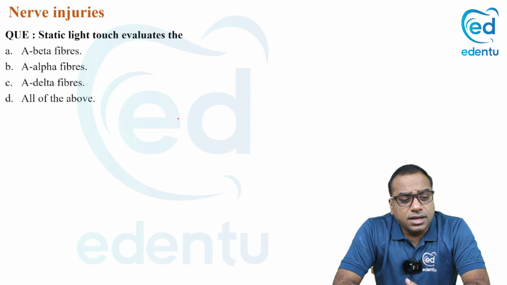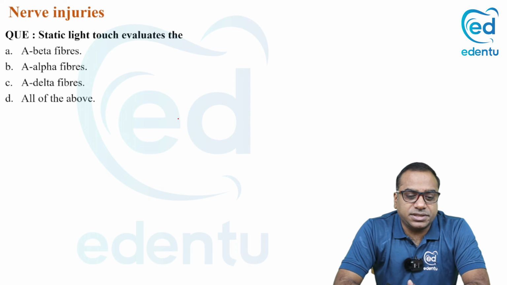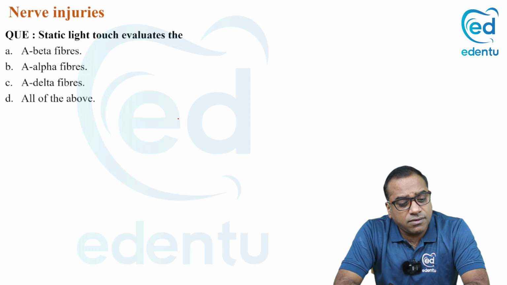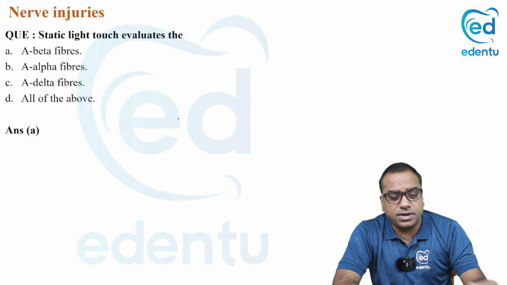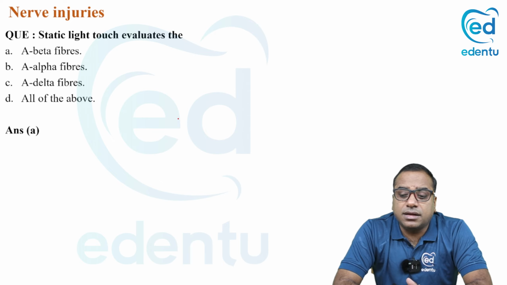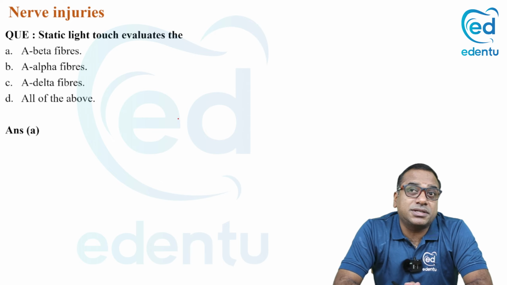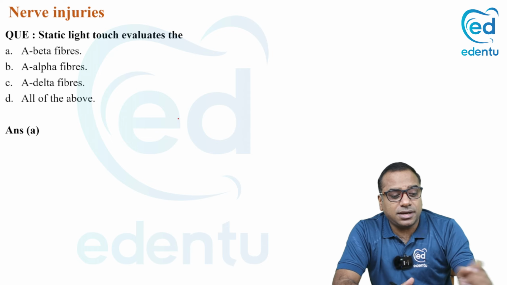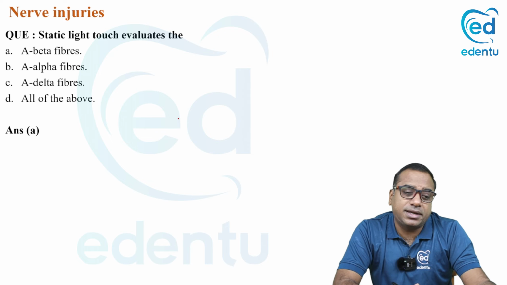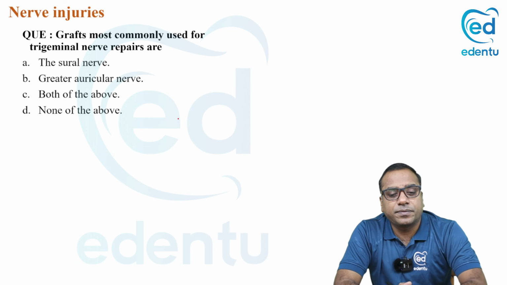Next question, static light touch evaluates: A-beta, alpha, delta, all of the above. So it is A-beta fibers, the first one. A-beta, static, and it even tells about pressure perception also. Not only touch, but even the pressure sensation it will be telling. A-beta.